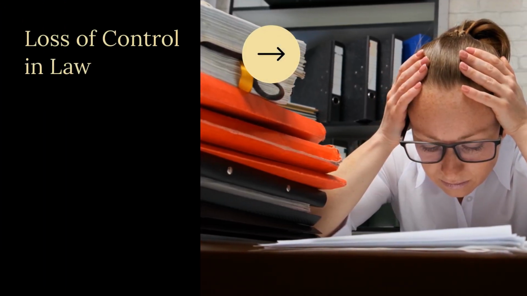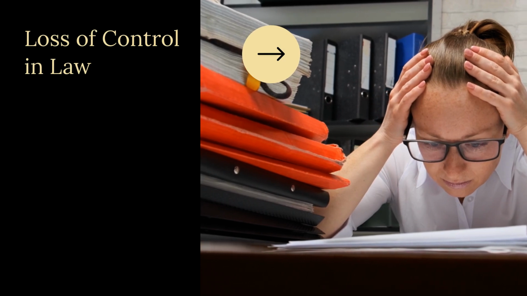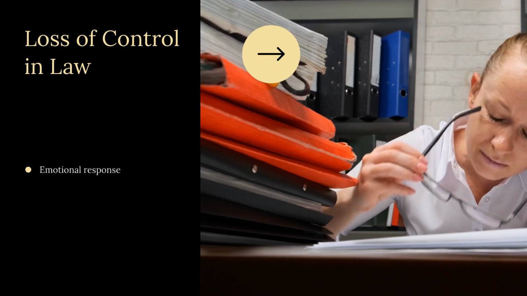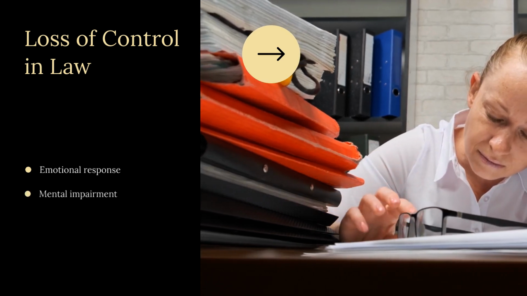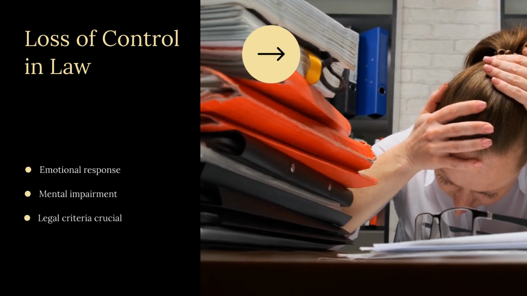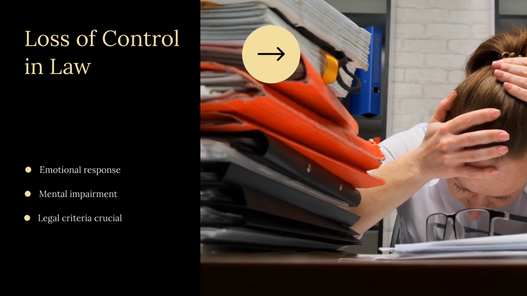Loss of control focuses on emotional response. Diminished responsibility addresses mental impairment. Both reduce murder charges. Legal criteria differentiate their application. Understanding these defenses is crucial for legal professionals.